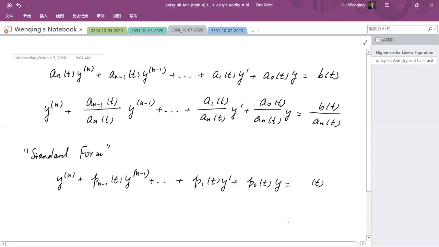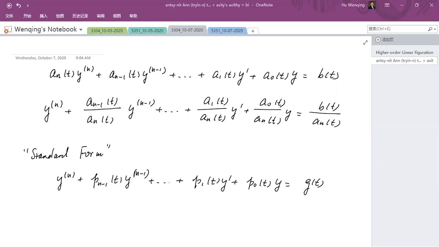Okay, so maybe I'll use g of t. So that's going to be the standard form for this linear equation. Now the first question we would like to address is the existence and uniqueness. So remember, we've been talking about the initial value problems for second order and first order equations. So what does our theory say?